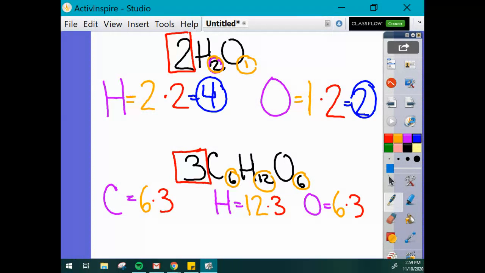So once I solve each problem, 6 times 3 is 18. I have 18 carbons. 12 times 3 is 36. I have 36 hydrogens. 6 times 3 again is 18. I have 18 oxygens.